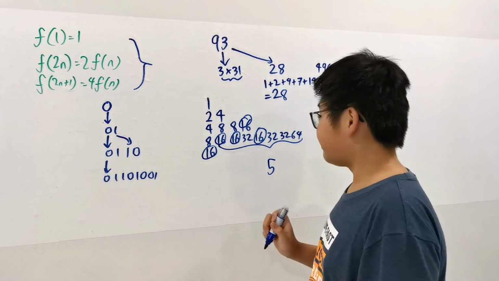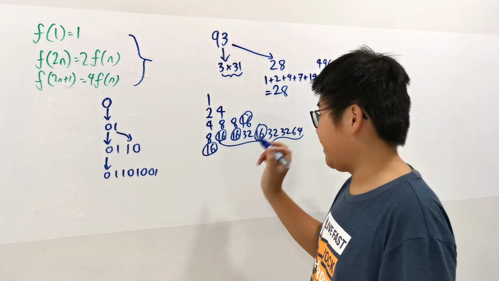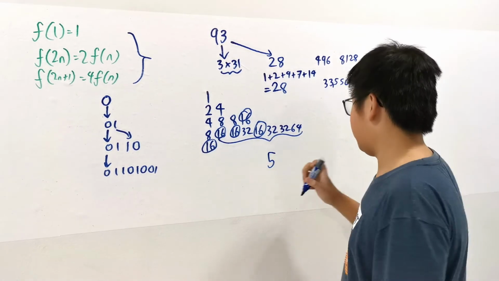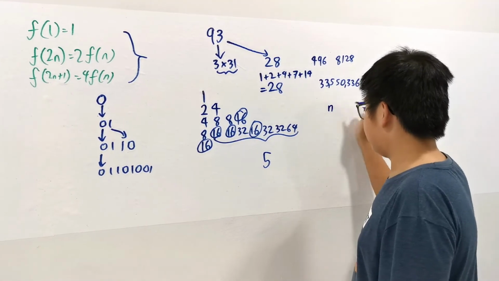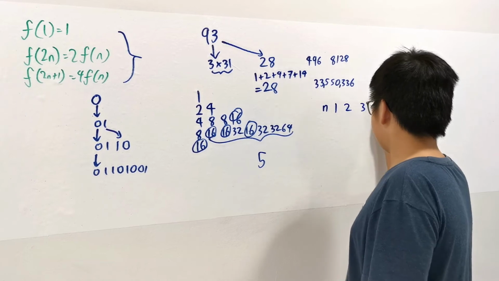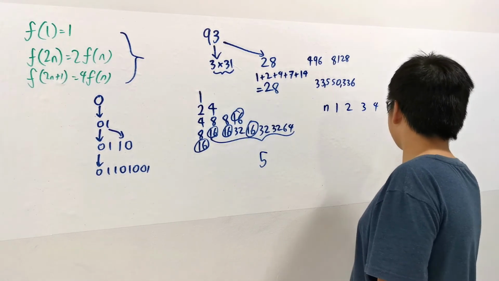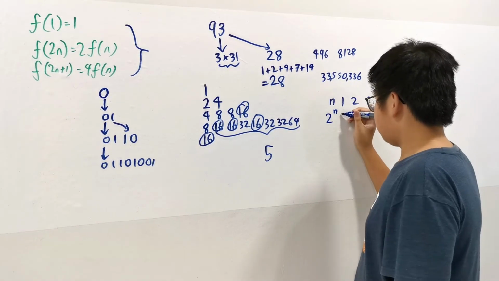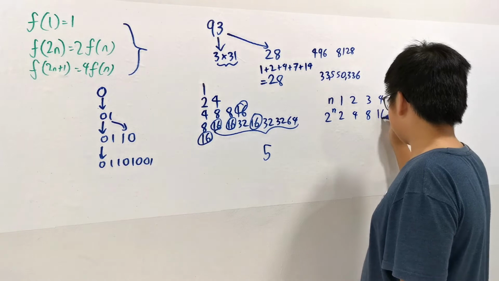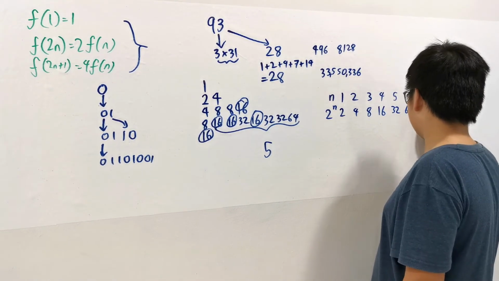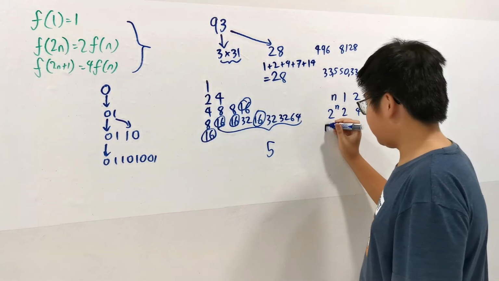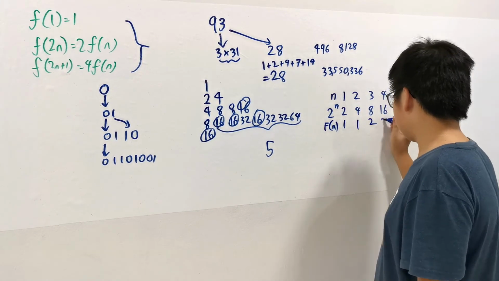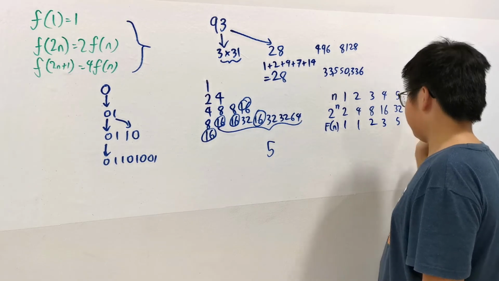Wow, 5. Well, there's one relation between this sequence and the Fibonacci sequence. So let's write down n. So 1, 2, 3, 4, 5, 6, 7. Now what's 2 to the power of n? These are the doubles that we met. 2, 4, 8, 16, 32, 64, 128. And this is the Fibonacci sequence, often named F(n). 1, 1, 2, 3, 5, 8, 13.